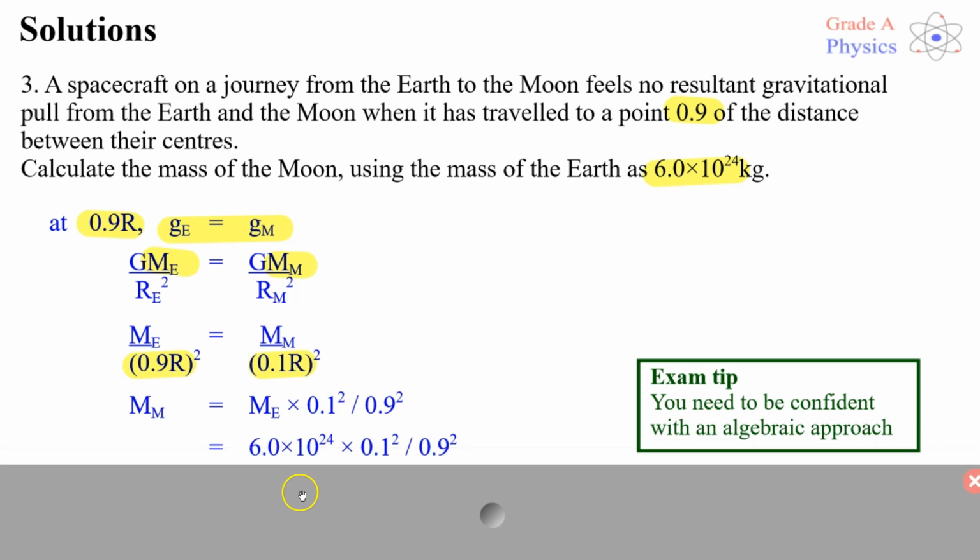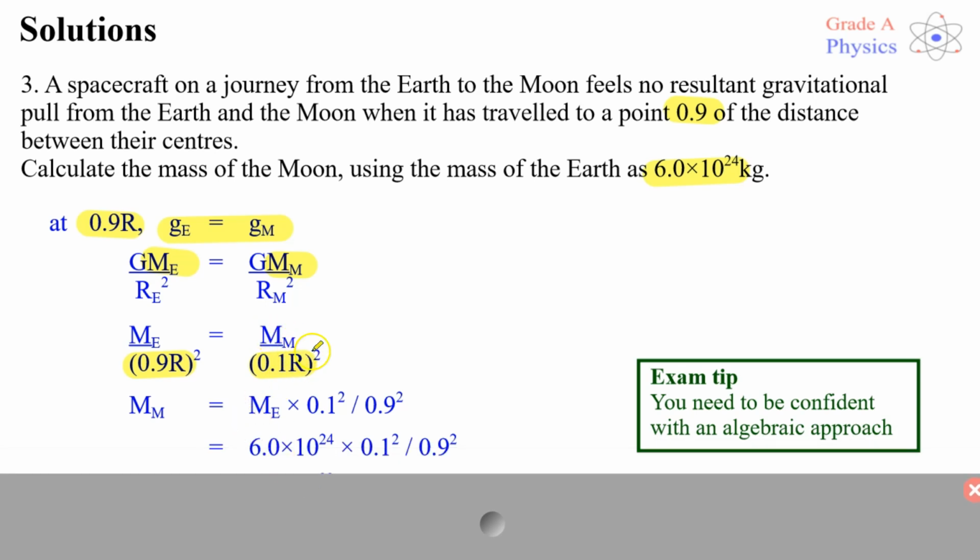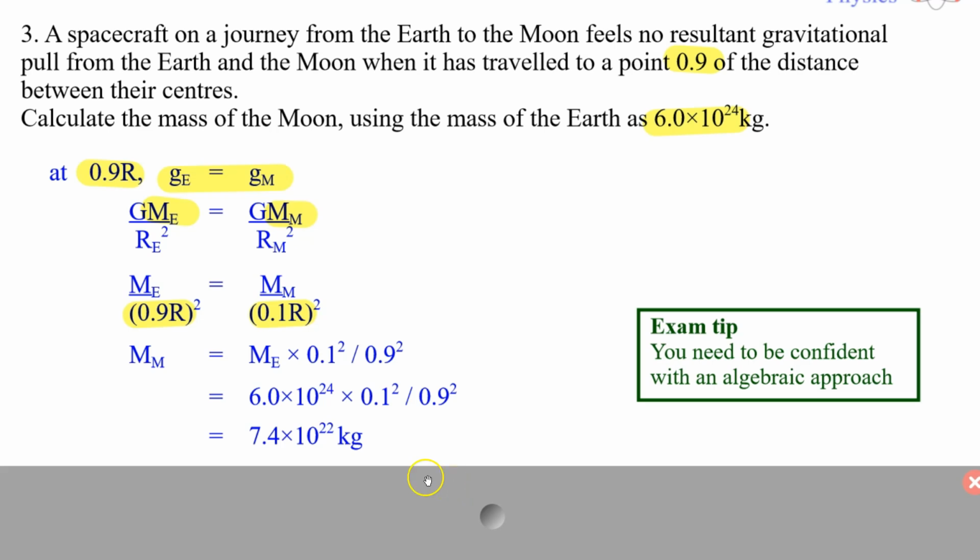It's going to cancel. So then we can just make MM the subject. So big R cancels, or R squared cancels. We can make the mass of the Moon the subject. So it's going to be the mass of the Earth, and we've got 0.1 squared on the top divided by 0.9 squared on the bottom. So that squared is important. 0.1 over 0.9 is not the same as 0.1 squared divided by 0.9 squared. And we can stick in the mass of the Earth, and we can work out a value for the mass of the Moon. And as expected, it's going to be significantly smaller than the mass of the Earth. If it comes out as larger, then you've made a mistake here. Maybe you've got the 0.1 and the 0.9 the wrong way around.